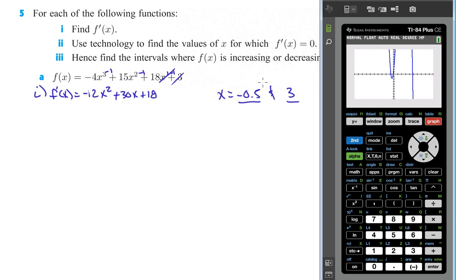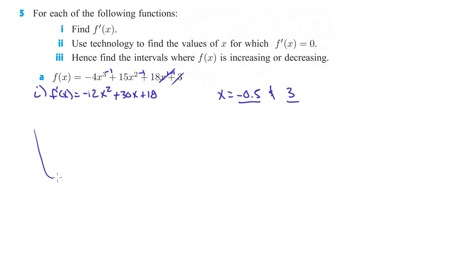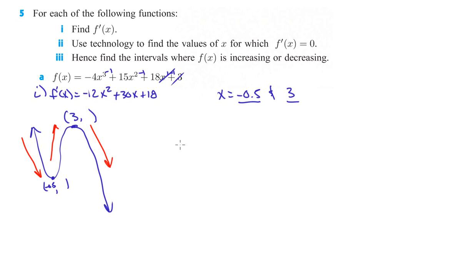So really, again, I wouldn't even bother with the derivative. Let's just put this in here, and then I'm going to sketch this graph. Looks something like that. We know that the x value of this minimum is negative 0.5. We don't even care about the y. We know the x value of this maximum is 3. We don't really care about the y. And so now we can do our intervals. It says, hence find the intervals where f of x is increasing or decreasing. So this is decreasing, increasing, decreasing.